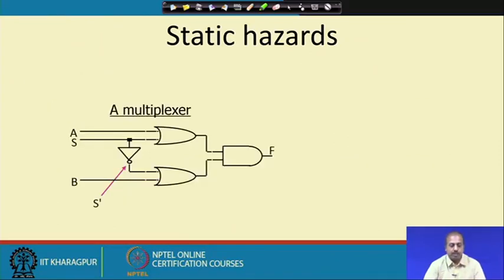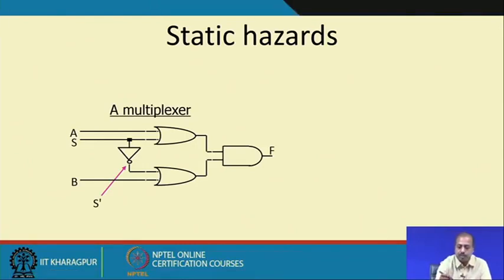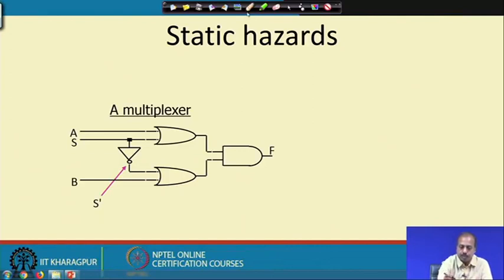Okay, so we will take an example. Suppose this is a circuit which is realizing some multiplexer. Here the function f is equal to a s or b s bar. So, if s equal to 0, then this a will go to f, and if s equal to 1, then this b will be passing to f.